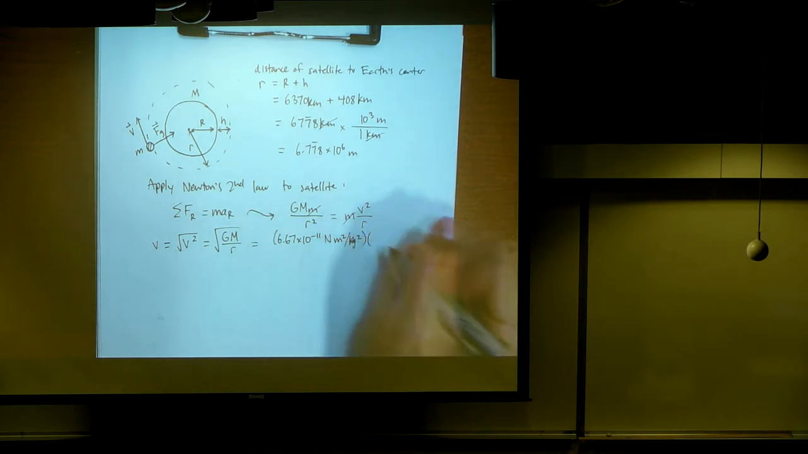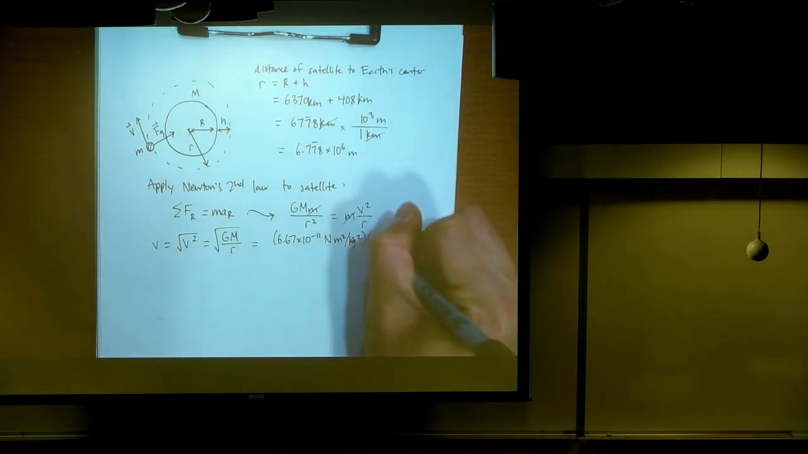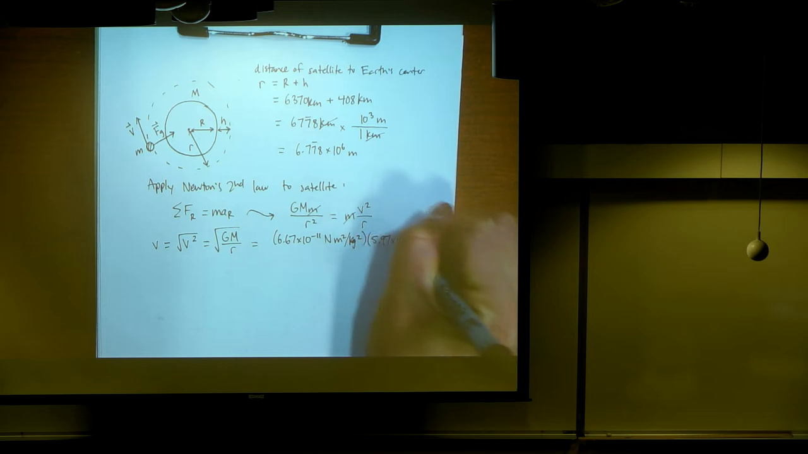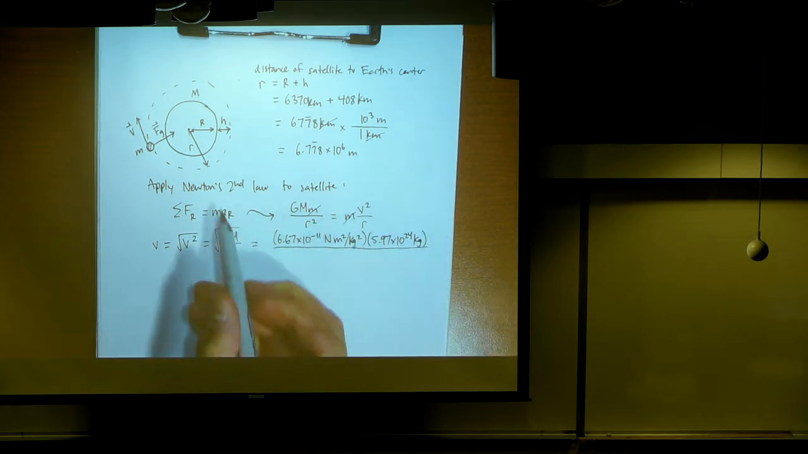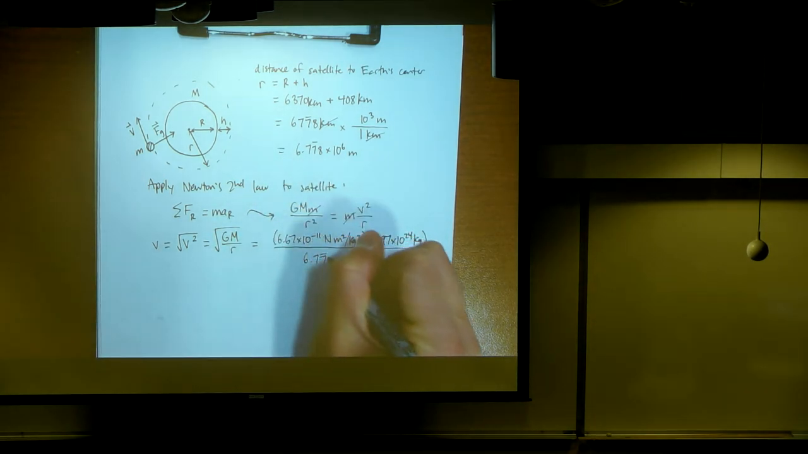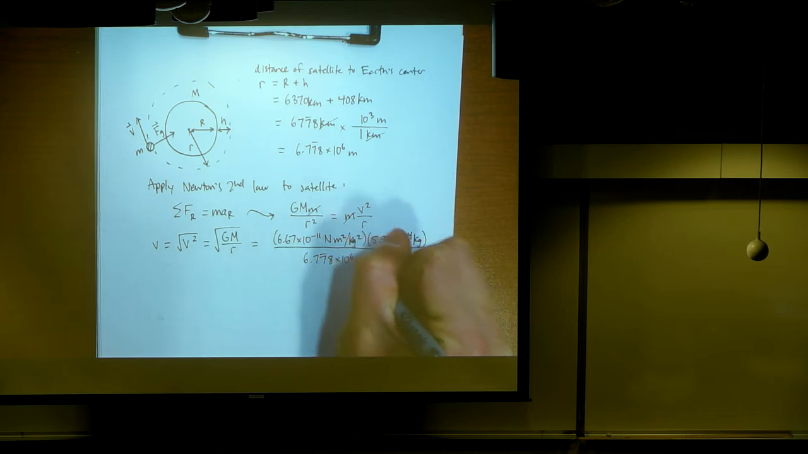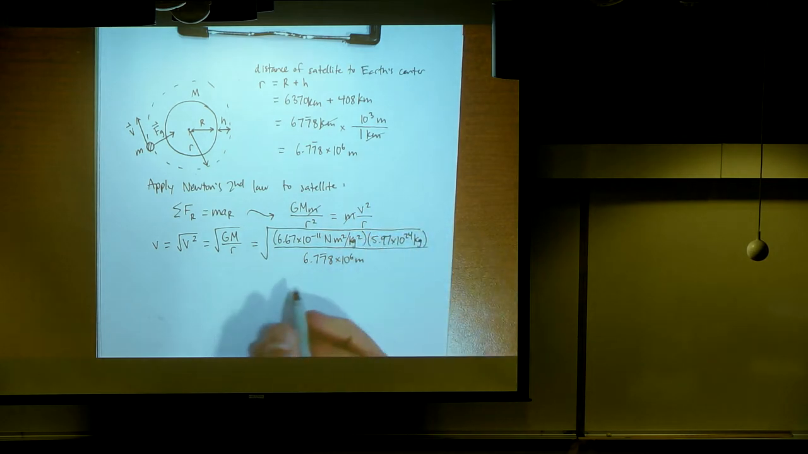Okay, big M, that's where we plug in the mass of the Earth. Remember, big M stands in for the mass of the Earth. That's 5.97 times 10 to the 24 kilograms. We divide that by the radius. Remember, this is the radius from where our satellite is to the center of the Earth, which we calculated over here, is 6.778 times 10 to the 6 meters, and we'll square root that whole thing. Can someone crunch the numbers right here for me?